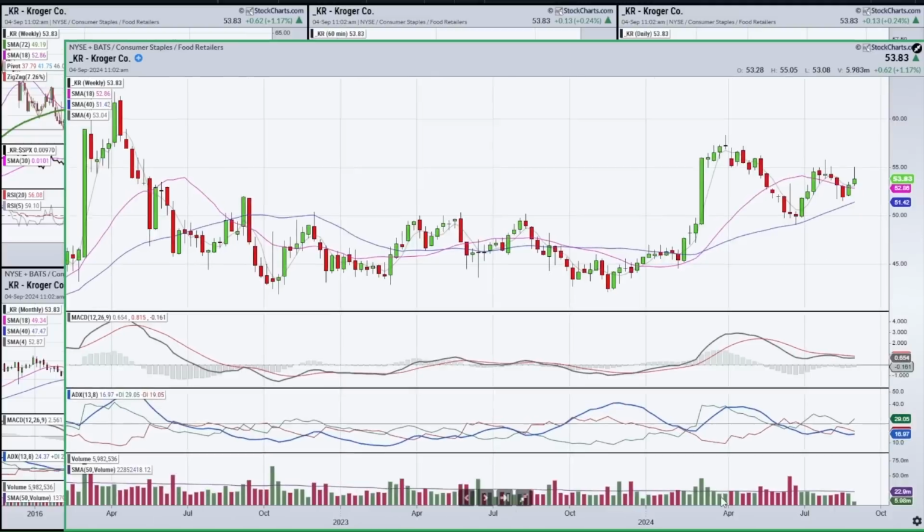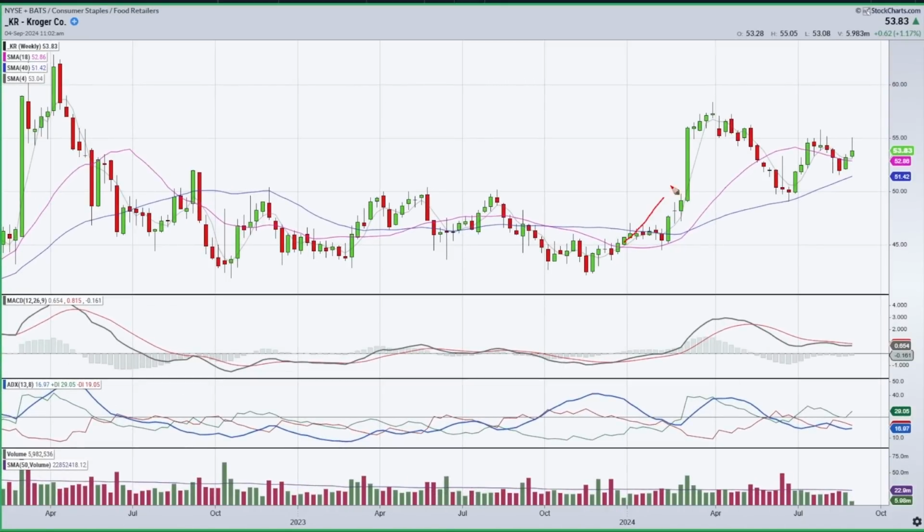I like the pattern that's developed here. We had the move to the upside and we came down, and because this rolled over, I really didn't want to play this move up. Now we've come back and we've formed another. So we're forming an inside swing here.